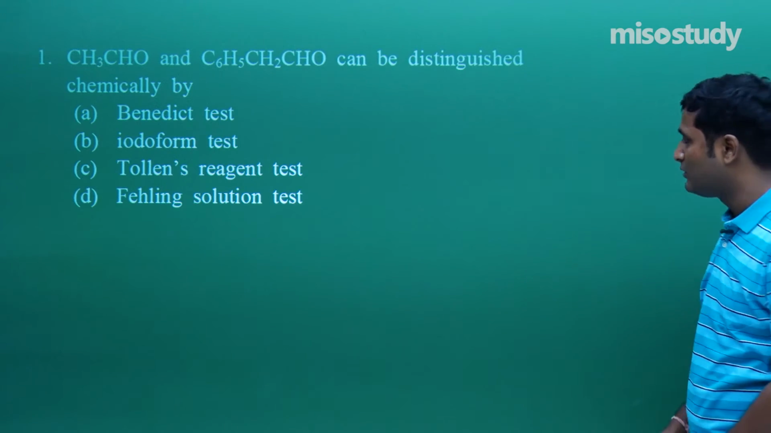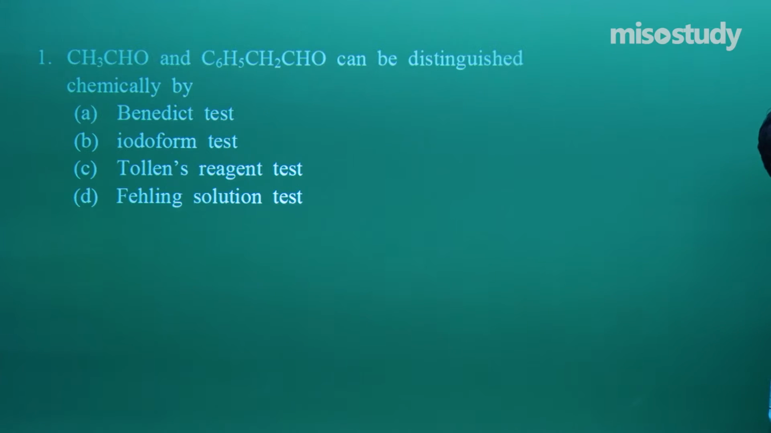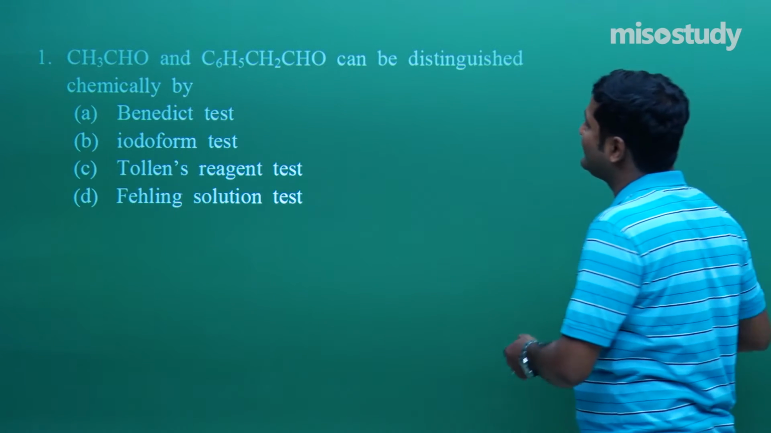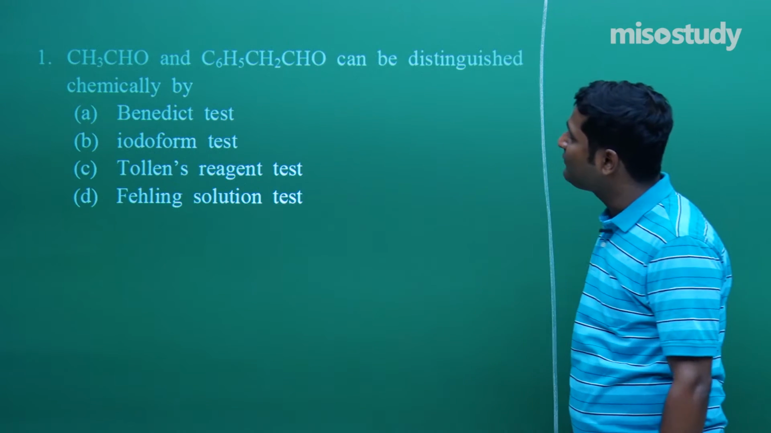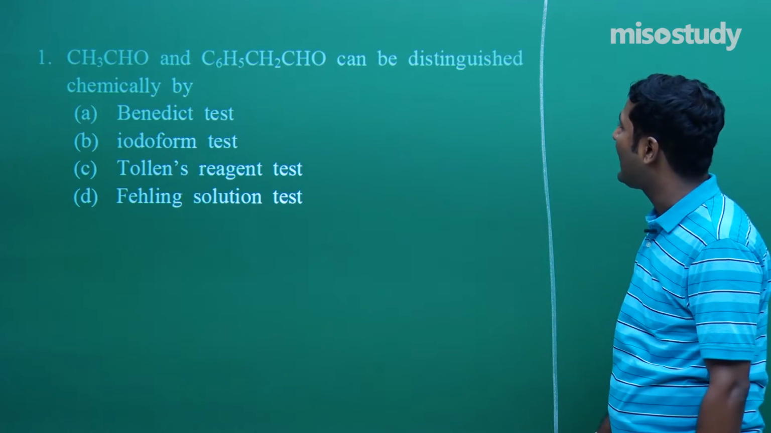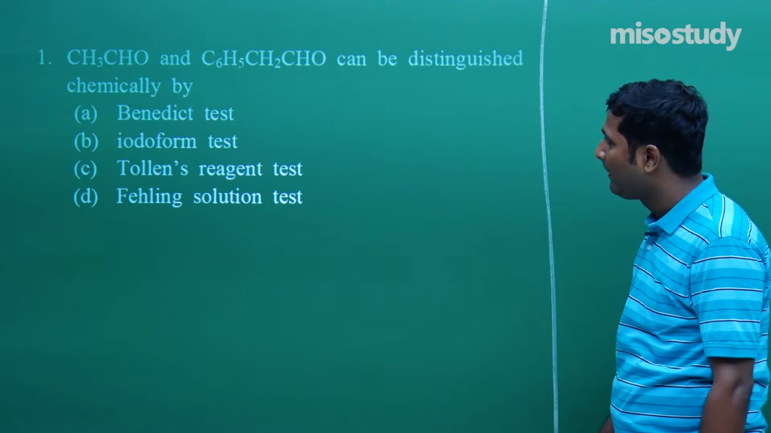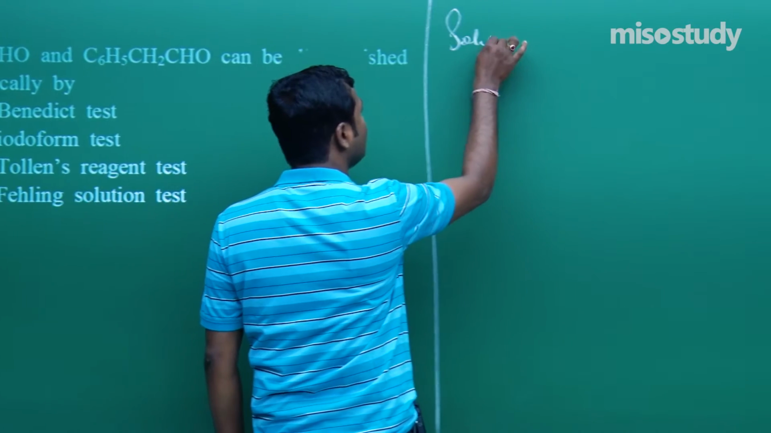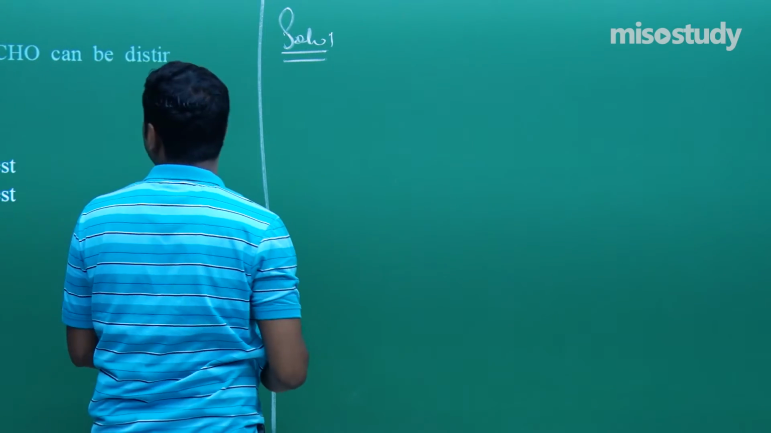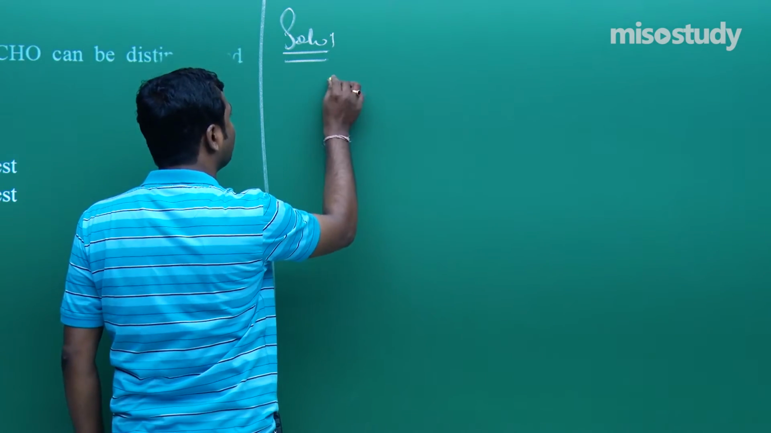Now my first question is, look at what is given here. CH3CHO and C6H5CH2CHO can be distinguished chemically by which test?